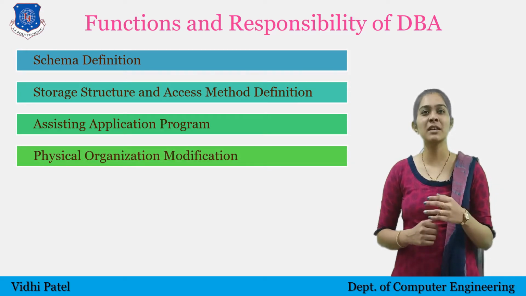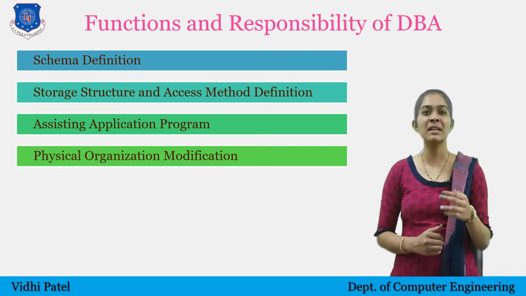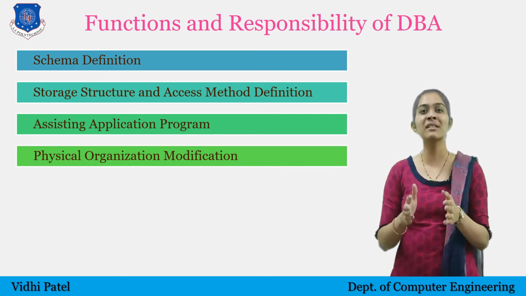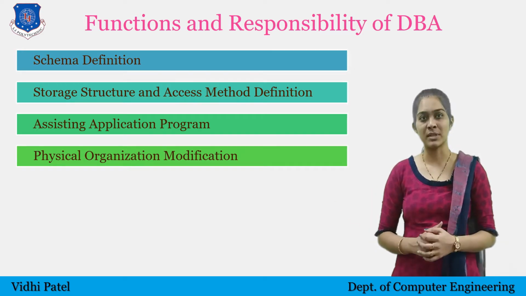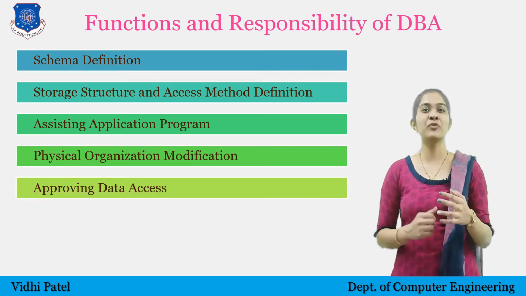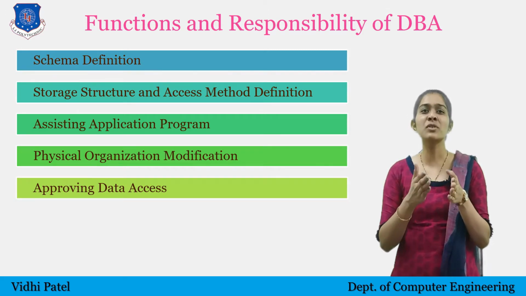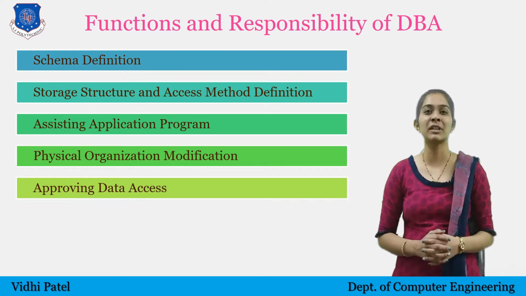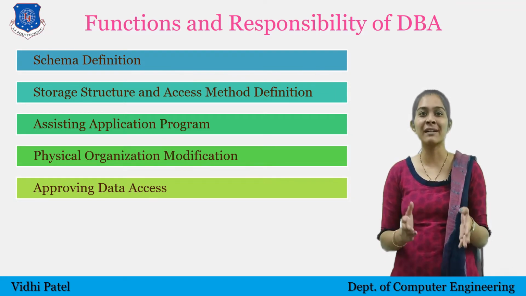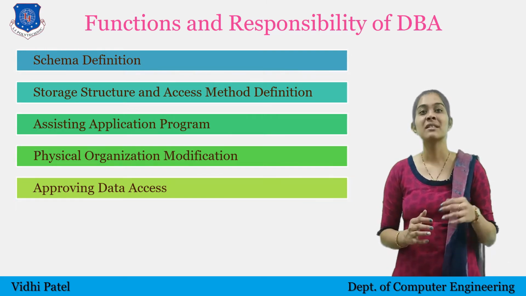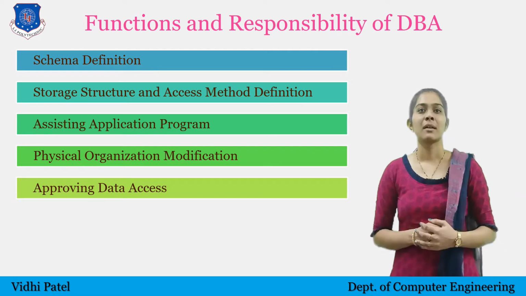Next one is physical organization modification. The DBA modifies the physical organization of the database to reflect the changing need of the organization or to improve the performance. Next one is approving data access. The database administrator determines which users need to access which part of the database. According to this, various types of authorization are granted to the different users. This is required to prevent unauthorized access of a database.